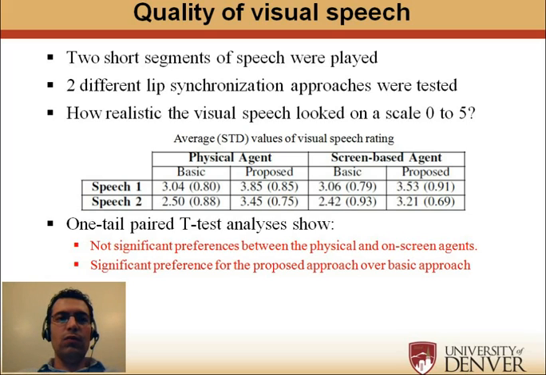We performed a one-tailed paired t-test analysis on these data, and the results show that there is no significant preference between the physical and on-screen agent, but there is a significant preference for the proposed approach over the basic approach without kernel smoothing.